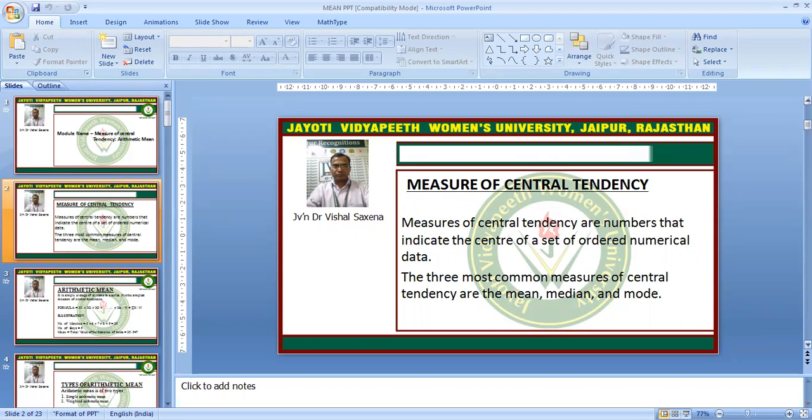Measures of central tendency are the numbers that indicate the center of a set of ordered numerical data, and the three most common measures of central tendency are the mean, median, and the mode. So these mean, median, and mode are the important parts of the measure of central tendency.